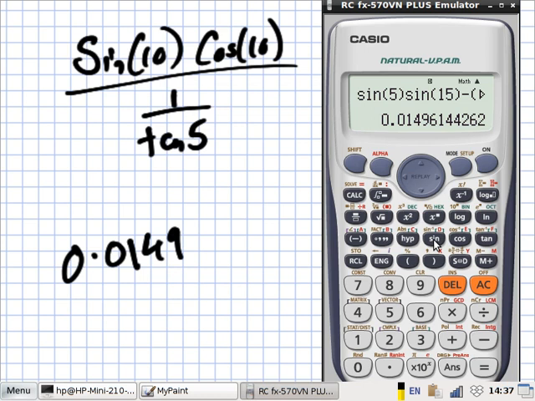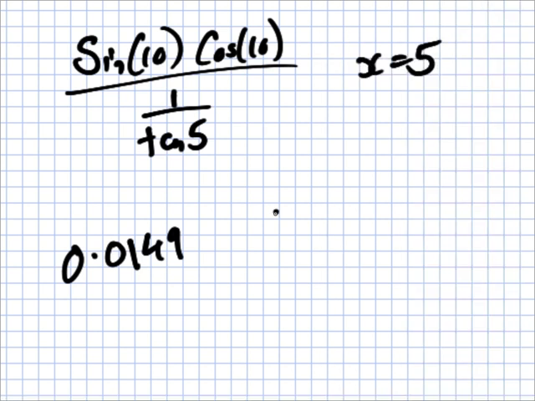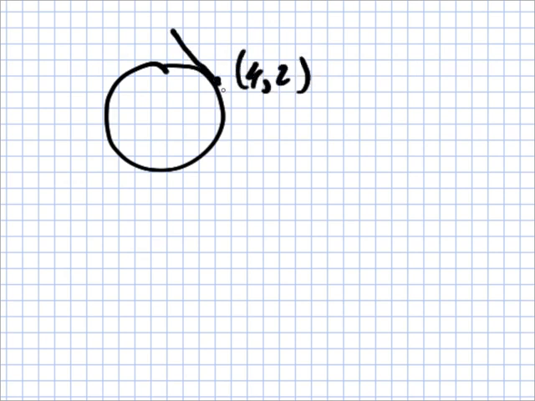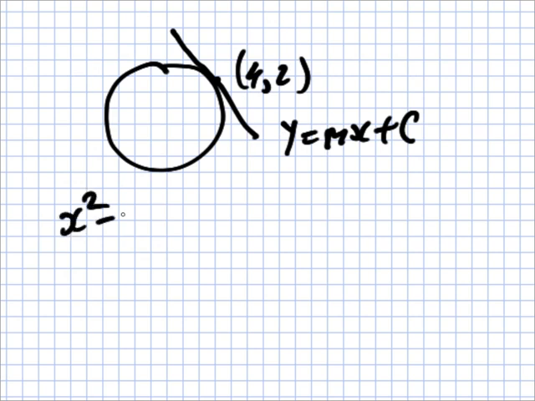4 and 6 in this paper. 4 and 6, okay. 4. What is the equation of the tangent to the circle at the point 4, 2? What's the equation of a line? You know it's y equals mx plus c. Now, how do you find the slope of a tangent? What is it? Derivative, yeah.